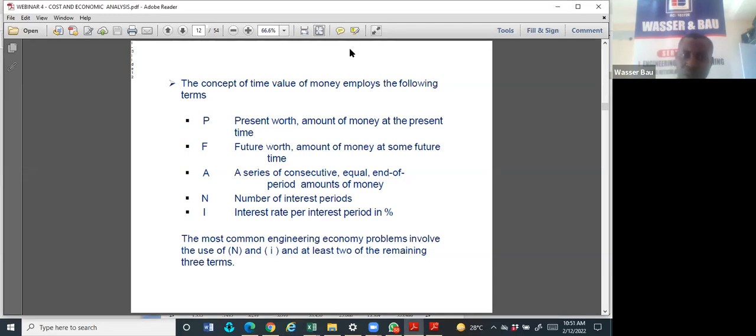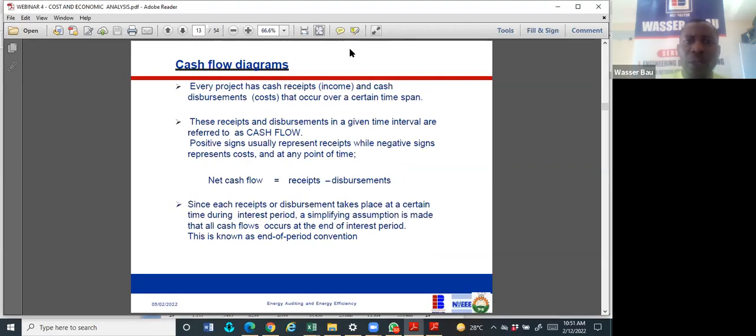We're already almost 1 hour gone. Now, a little bit of cash flow diagram. Every project has cash receipts, income. So whatever comes to you is known as income. It's a receipt. And then cash disbursement, costs. So there's something that comes in, there's something that goes out.